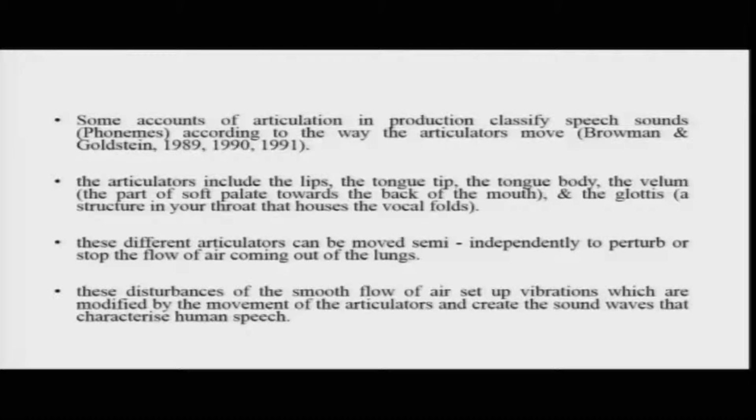These disturbances of the smooth flow of air set up vibrations which are modified by the movement of the articulators, and this is what creates sound waves. So saying B creates a different pattern of vibrations as compared to when I am saying D or T or S. The constriction of the flow of air is modified by the movement of these articulators and eventually produces different kinds of vibration patterns, different kinds of waves, that come out of the mouth.